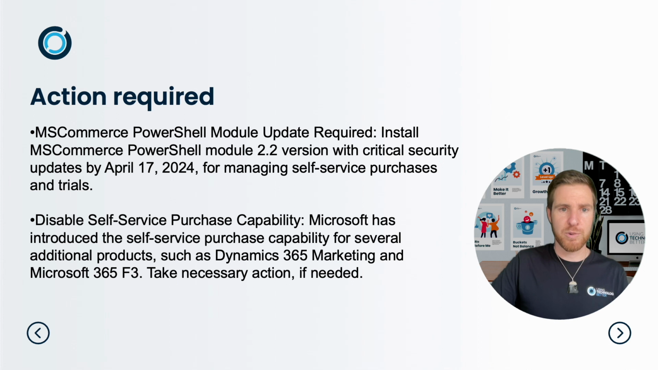And actions required. So these have actually already passed, April 17th on that one. And the same for this one, I believe. So if you haven't already done these, definitely go have a look and make sure that you've changed these. So first up, we have the Microsoft Commerce PowerShell module. An update is required for that, so you need to make sure you install the PowerShell module 2.2 version with critical security updates by April 17th, 2024. So if you haven't already done that, get to it.